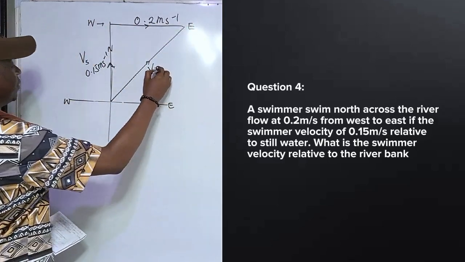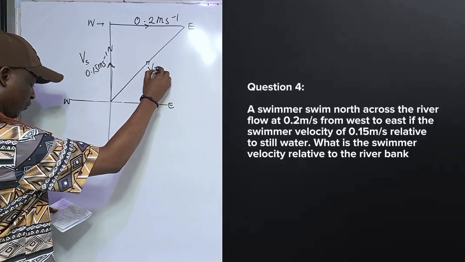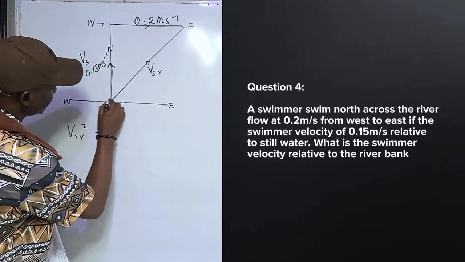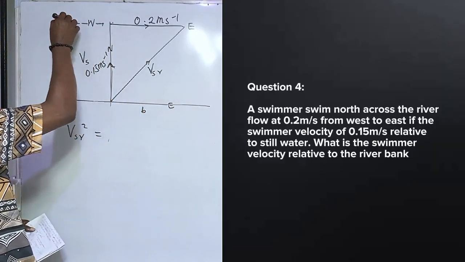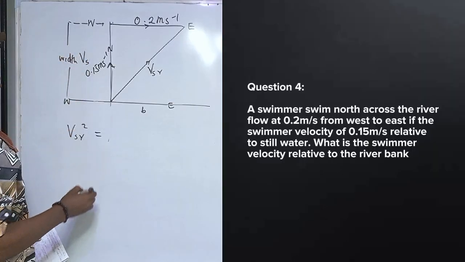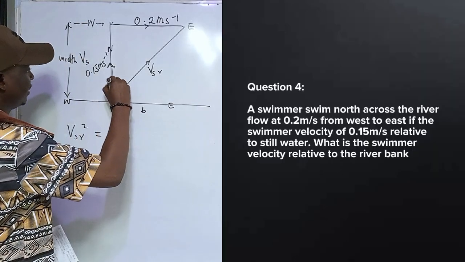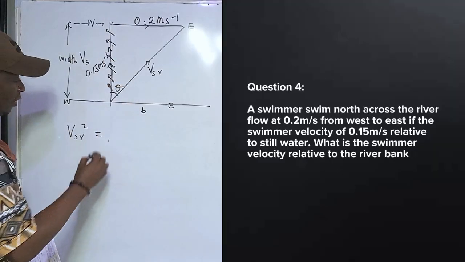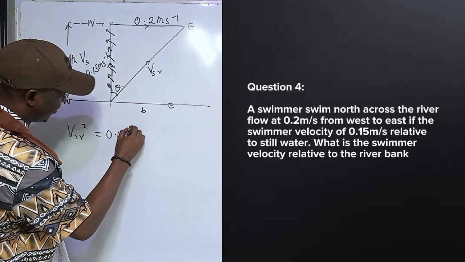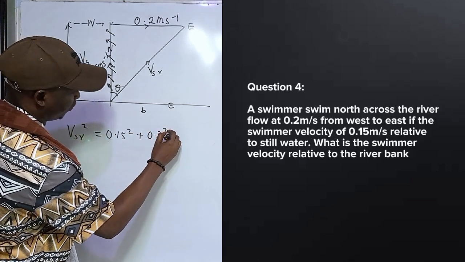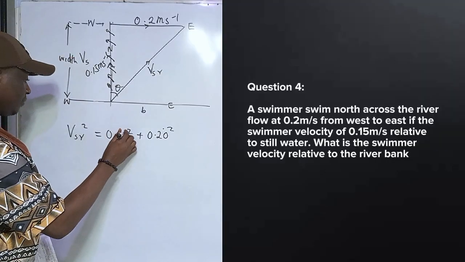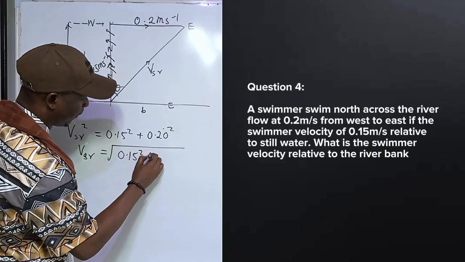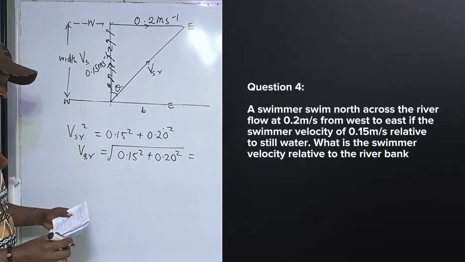So we are looking for the velocity of the swimmer relative to the river, VSR. This is the bank of the river. This is the width they are asking about. This one now is the direction in which it will steer to cross the river. So V squared equals 0.15 squared plus 0.20 squared. So VSR equals the square root of 0.15 squared plus 0.20 squared. What do you have now at the final?